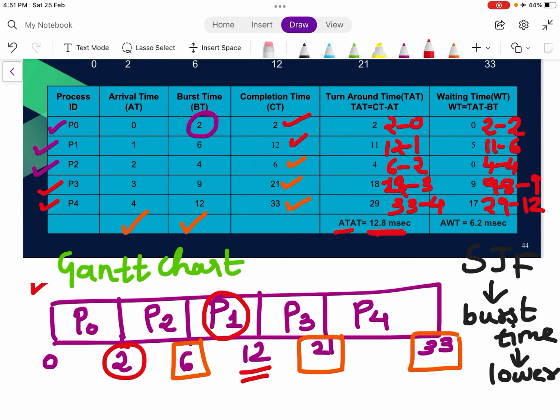So what is important? Gantt chart, very important.